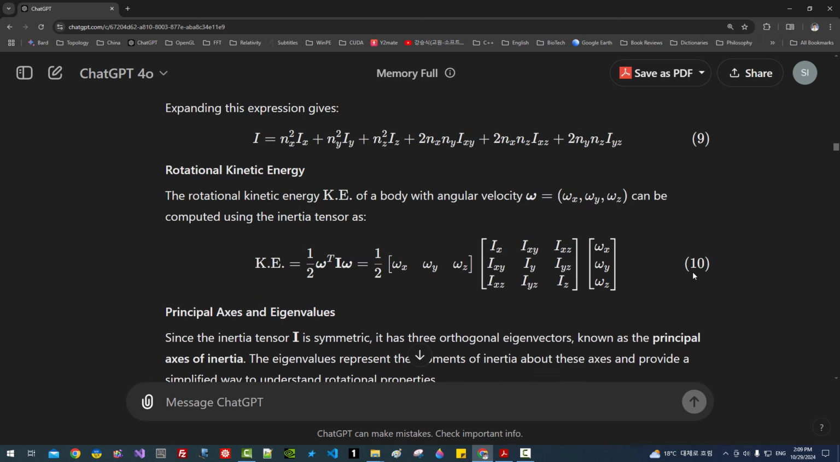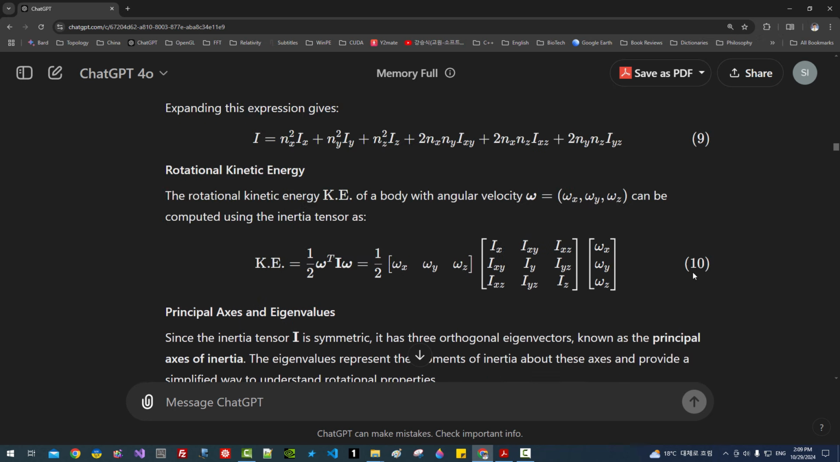Tensor form of kinetic energy. The kinetic energy in tensor form is then given by K equals 1/2 v transpose M v. Expanding this expression using the components of v and M, we get KE equals 1/2 times the row vector Vx, Vy, Vz times the matrix with rows m, 0, 0; 0, m, 0; 0, 0, m times the column vector Vx, Vy, Vz. This simplifies to KE equals 1/2 m times Vx squared plus Vy squared plus Vz squared, which is equivalent to KE equals 1/2 m v squared, where v squared equals Vx squared plus Vy squared plus Vz squared is the square of the speed.